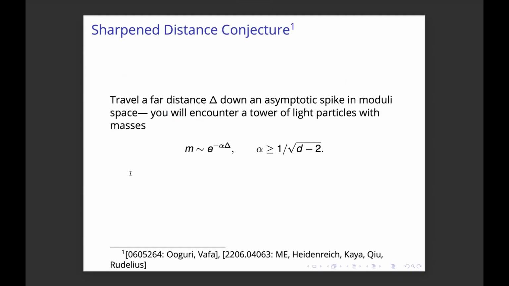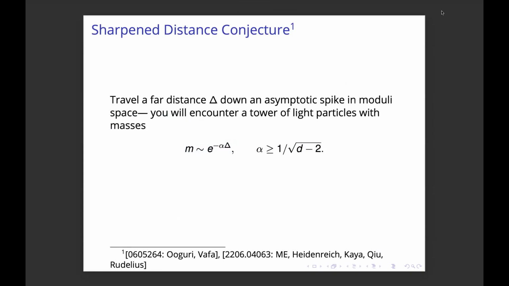Let's begin with the distance conjecture. If you travel a far distance delta down an asymptotic spike in moduli space, then you will encounter a tower of light particles with masses that get exponentially light with the distance you travel. The sharpened distance conjecture says that at least one of the towers will be so light that the alpha is greater than or equal to 1 over square root of d minus 2, where d is the number of space-time dimensions.